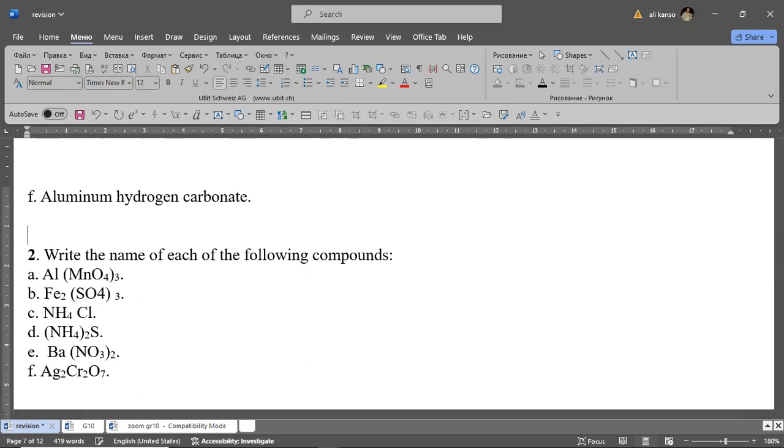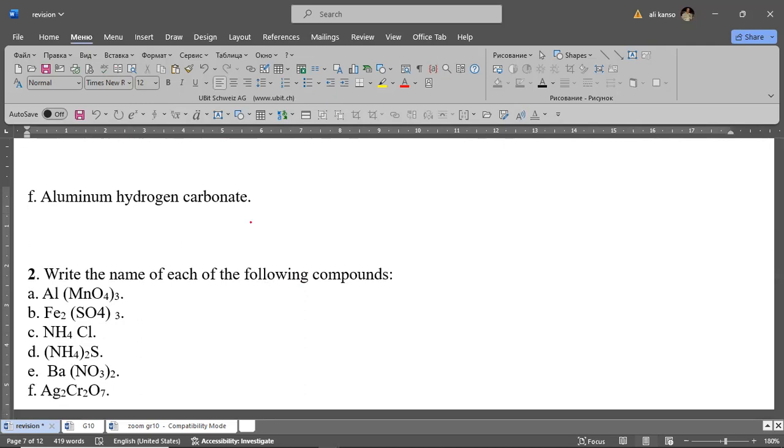Aluminium hydrogen carbonate. Aluminium has a charge of 3 plus, and hydrogen carbonate HCO3, which we call bicarbonate, is just one. When hydrogen is introduced, of course the charge will be 1 minus. Then this is 3 and this is 1. The formula unit will be Al1, HCO3, all of it 3.